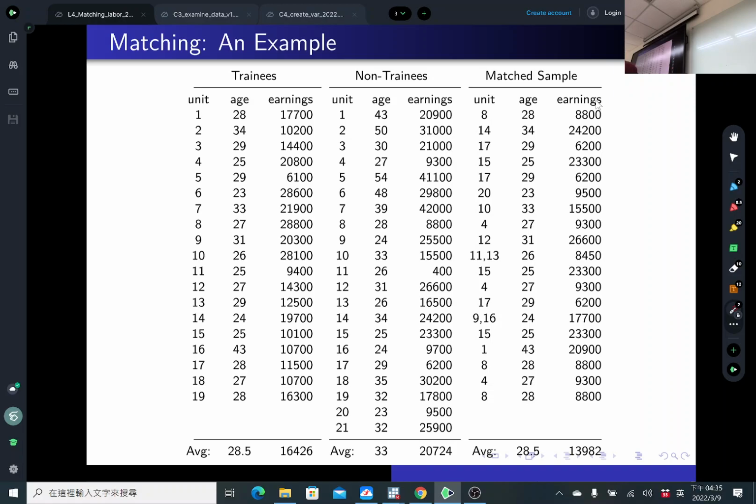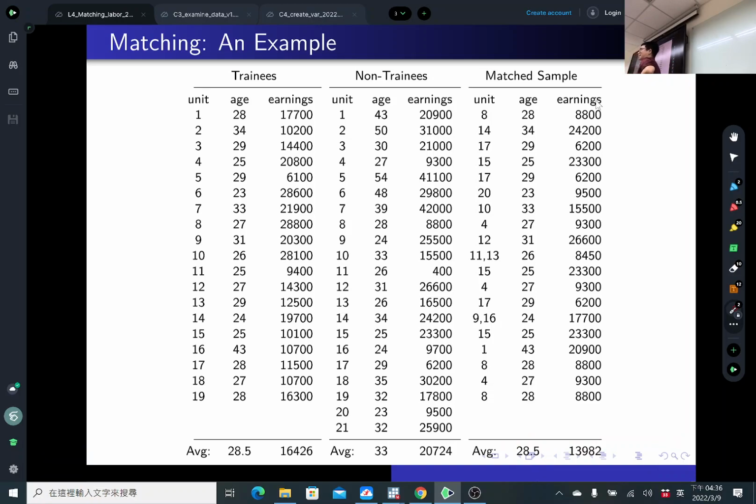We remove the last two, we have 19. Oh, you mean if you remove that, we cannot find a matching, like in the first two. Yeah, you are right. This is the example I created for teaching. So it's not always that we can find exactly the same age.